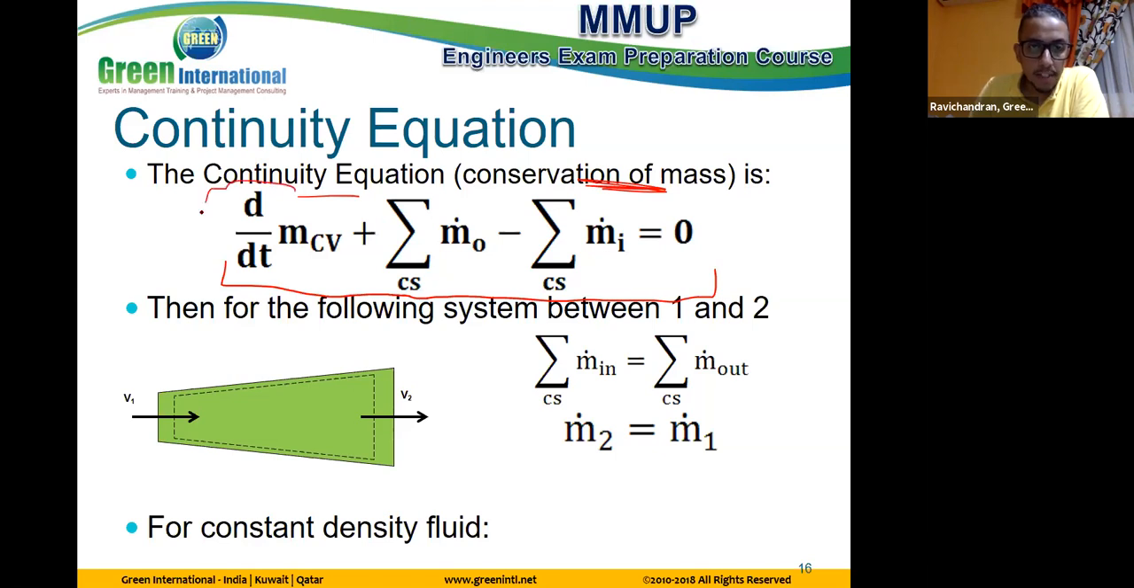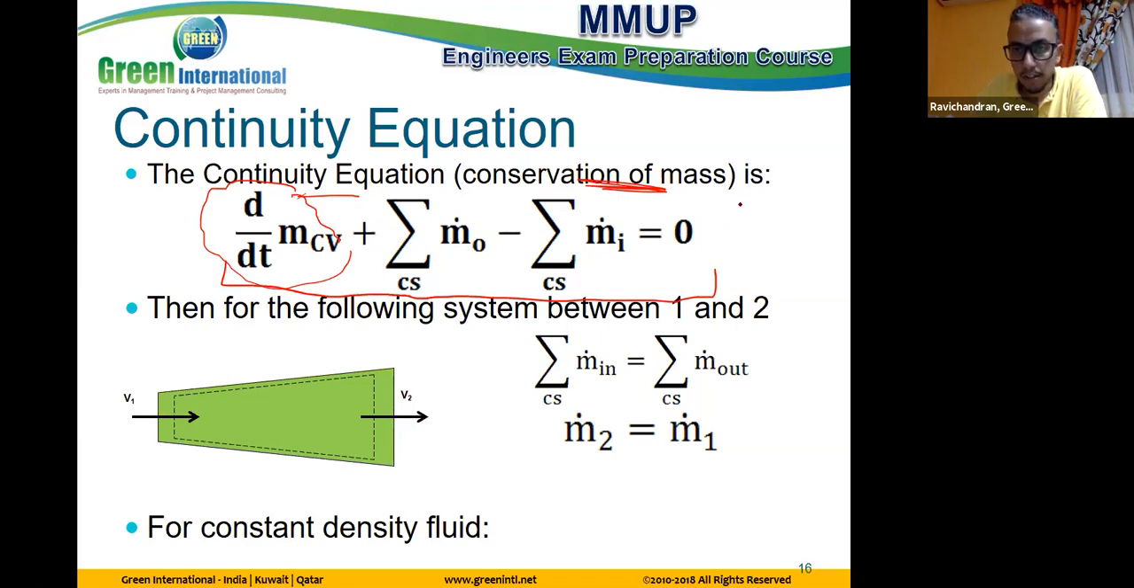The change of mass in the control volume, which is the part of study, plus the masses out minus masses in is equal to 0. Mass out is clear. These are all the masses out from the control surface. For example, this pipe is clear. We have out, we have in.